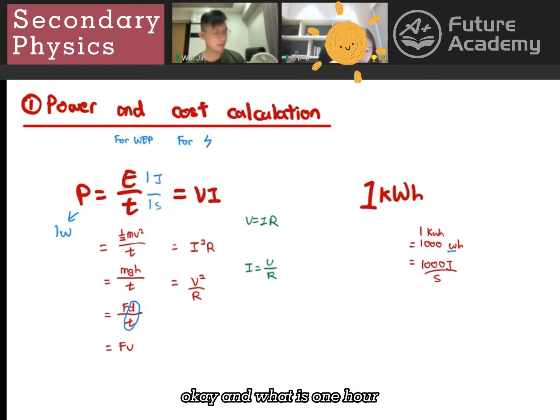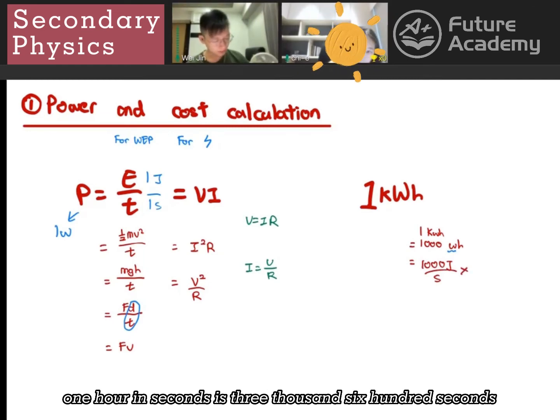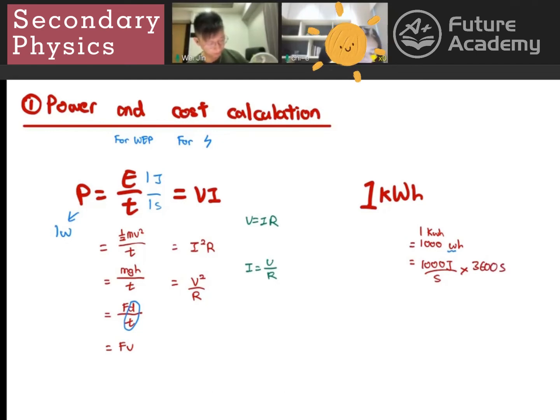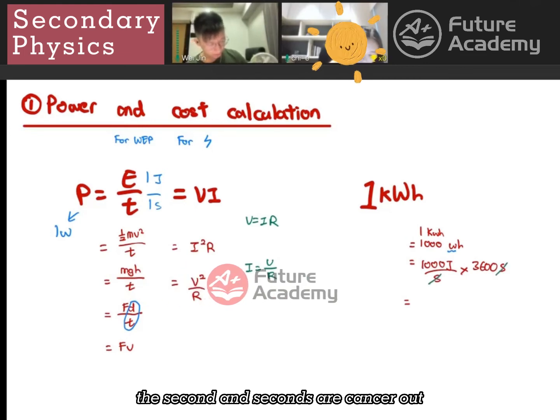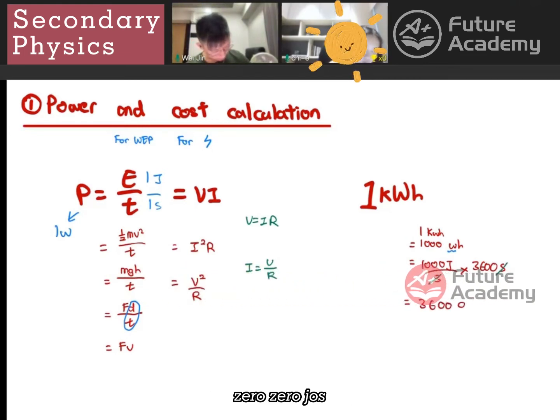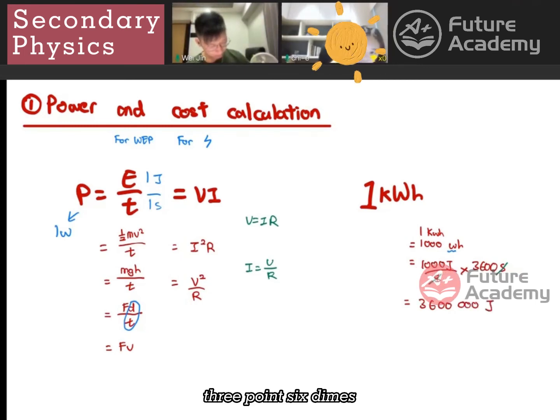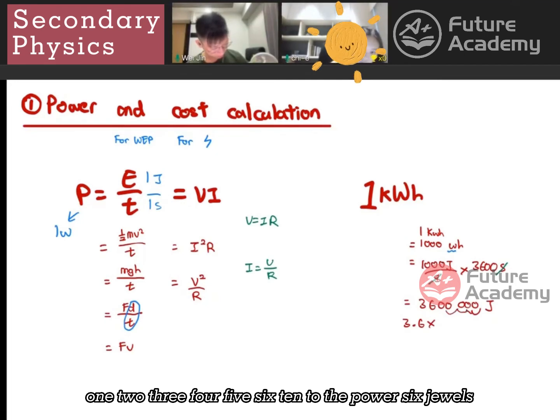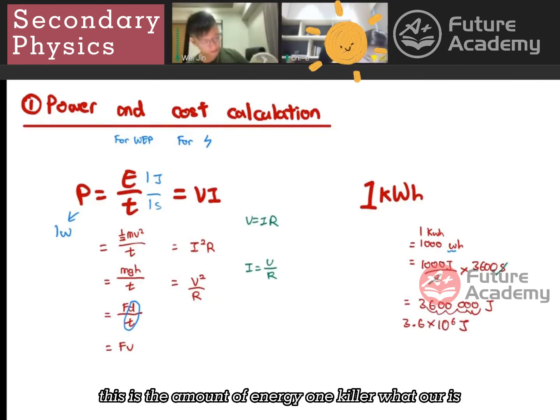And what is 1 hour? 1 hour in seconds is 3600 seconds. So multiply the two together, and the seconds cancel out. I'm left with 3,600,000 joules, which is 3.6 times 10 to the power of 6 joules. This is the amount of energy 1 kilowatt hour is.